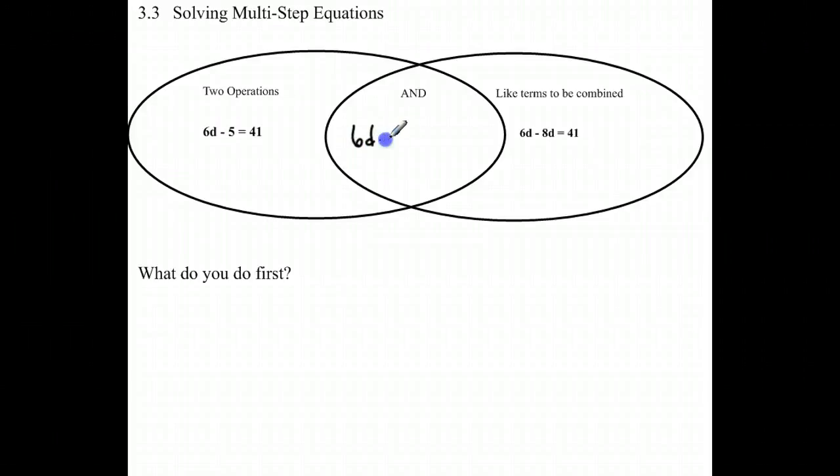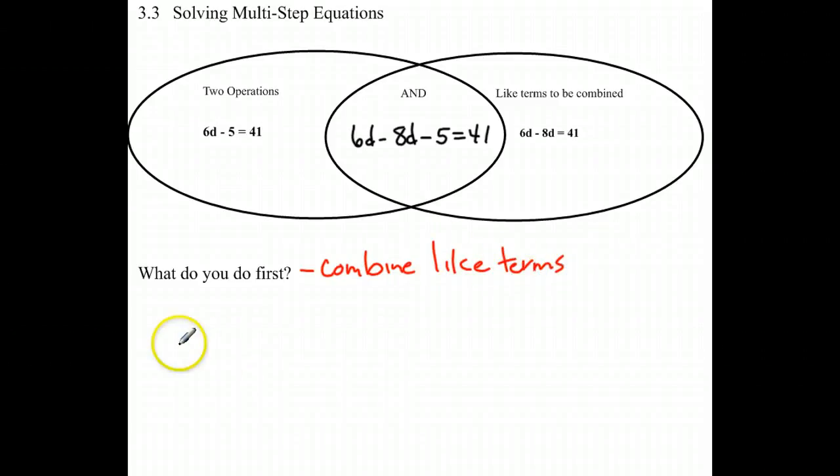6d minus 8d minus 5 equals 41. This problem has both constants and terms with coefficients and variables. So we need to decide what we should do first. The first thing that we're going to do for this is combine like terms. Once we do that, that's when we're going to look to use inverse operations to solve.